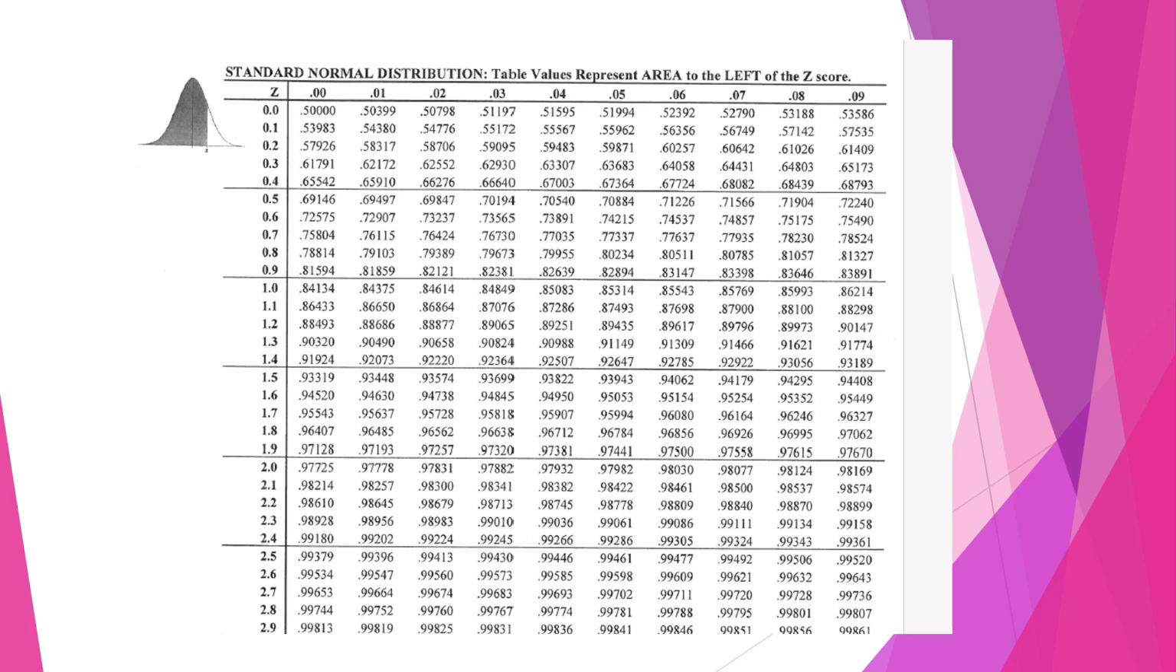In the problem, we were interested in finding P of z less than 0.5. So this is the z table. From this table, we find that the probability of z corresponding to 0.5 is 0.69146. This is the value that we substituted in the previous problem.